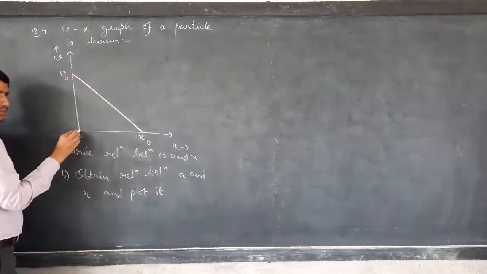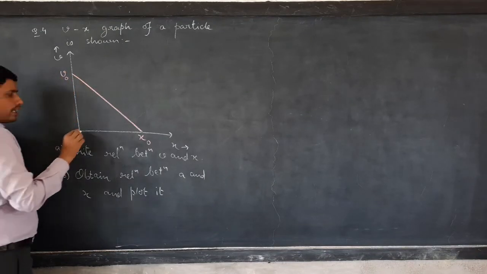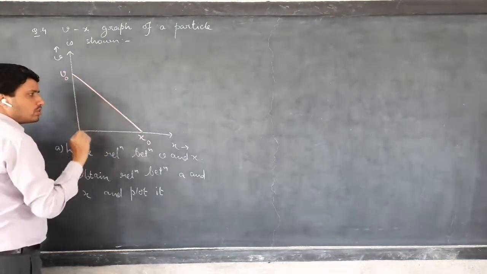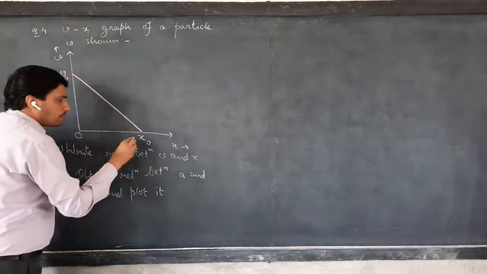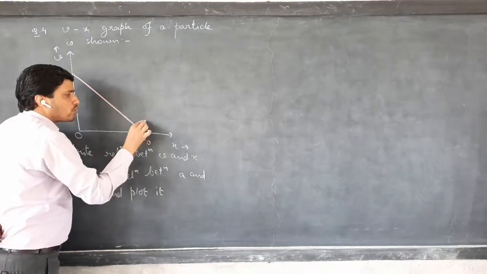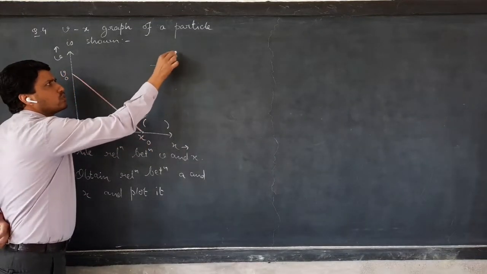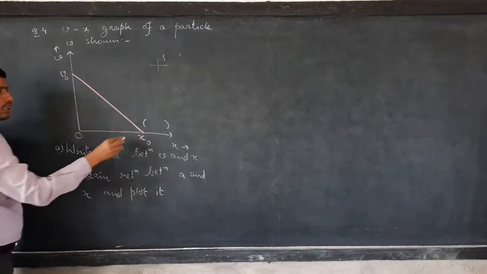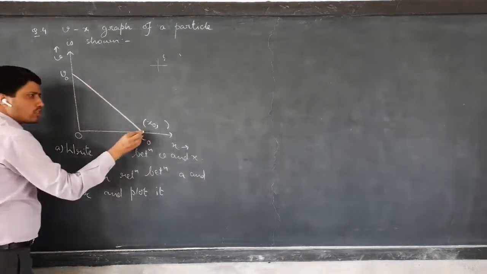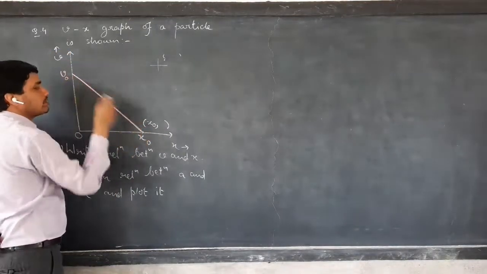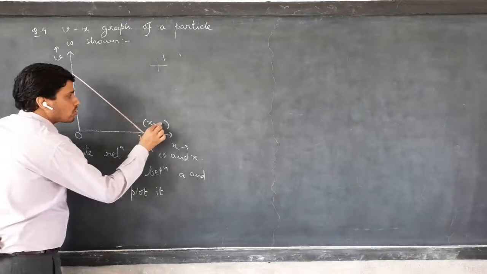Initially when x was 0, that means at the origin, the velocity is v naught. The velocity decreases and becomes 0 when the position reaches the value x naught. Just as in a graph you write any point with two coordinates, abscissa and ordinate, here this horizontal component is how much? x naught. And at this point, the vertical component is 0. Sorry, v is 0. So this is x naught comma 0.